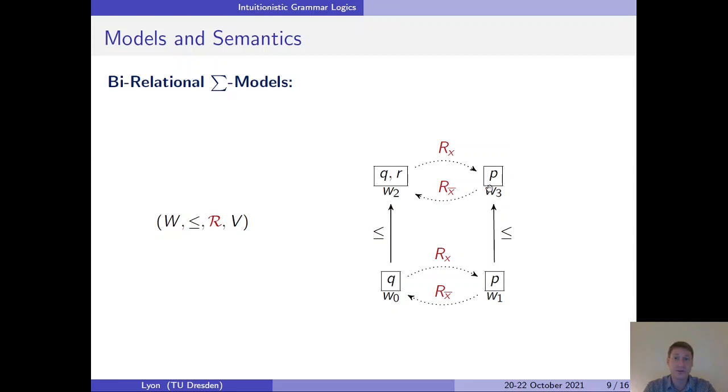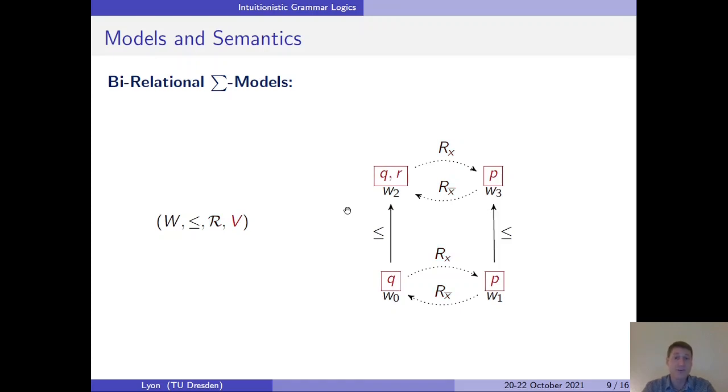modal relations, which are indexed with characters from our alphabet, and this family must satisfy a constraint, namely, if I have an x relation going in one direction, I must have the converse of x going in the opposite direction, which again, remember that forward modalities speak about the future, and backward modalities speak about the past. So this is really encoding that property into these models.